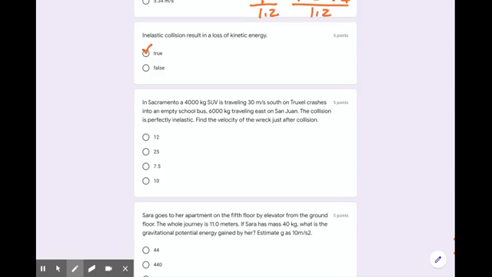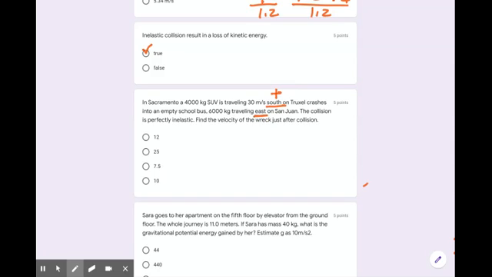a 4,000 kilogram SUV is traveling 30 meters per second south, and then crashes into an empty school bus, 600 kilogram, traveling east. If south is positive, then east, southwest. Hold on a second. Never mind. The collision is perfectly inelastic. Find the velocity of the ride just after collision.